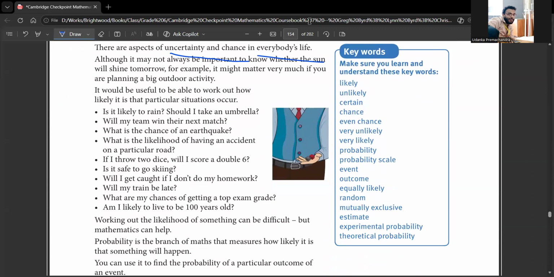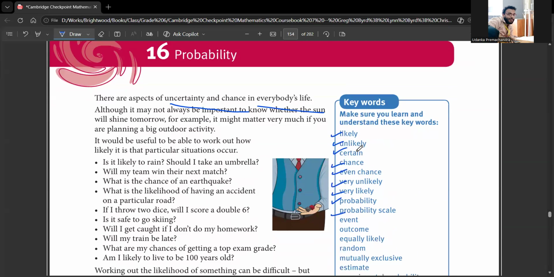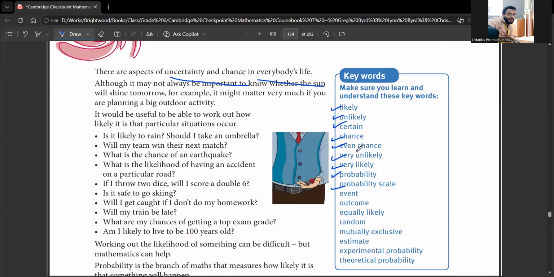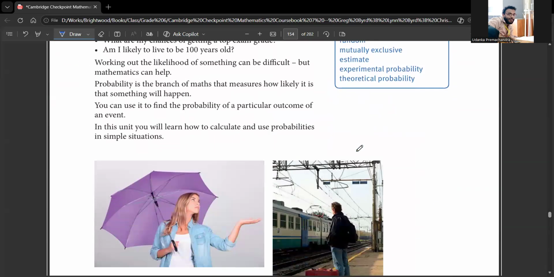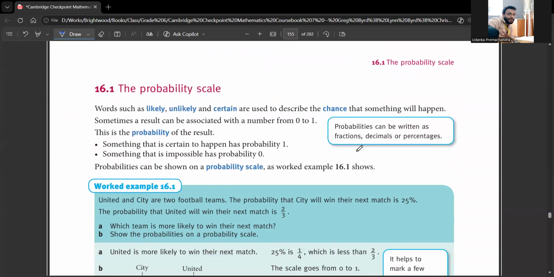So there are some keywords that go with probability. What are they? Likely, unlikely, certain, chance, even chance, very unlikely, very likely, probability, probability scale. Many words like that can be used. Clear? So what is probability? It is the chance of uncertain things in everybody's life. Clear? So it is a simple idea.